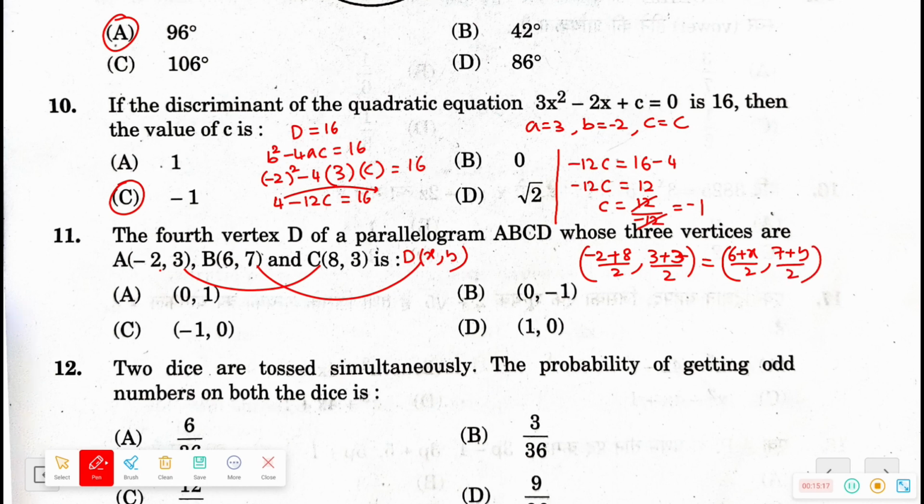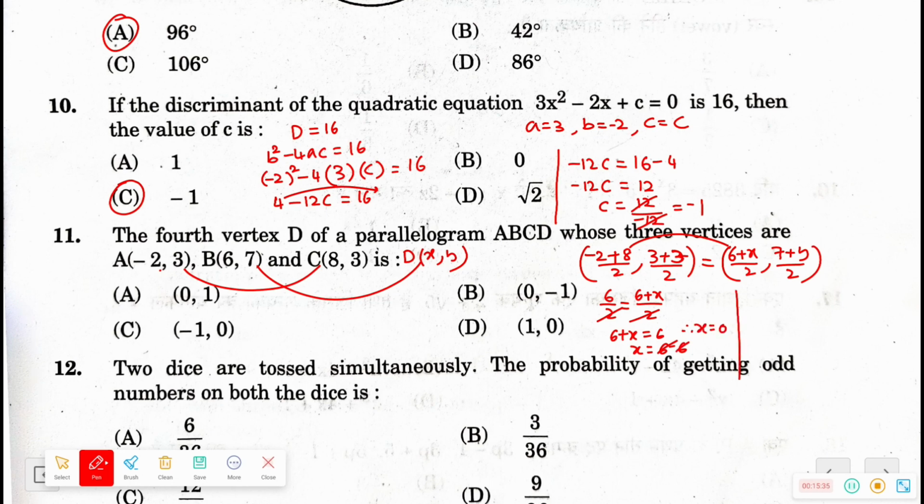So now we have to equate. This is 6 by 2 is equal to 6 plus x by 2. So 2 cancel. 6 plus x is equal to 6. X is equal to 6 minus 6. So therefore x is equal to 0.